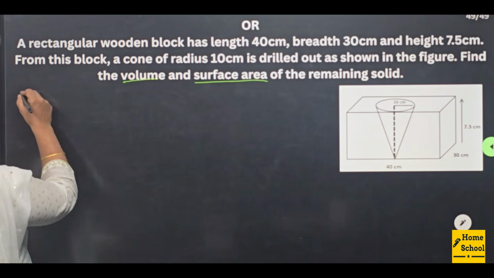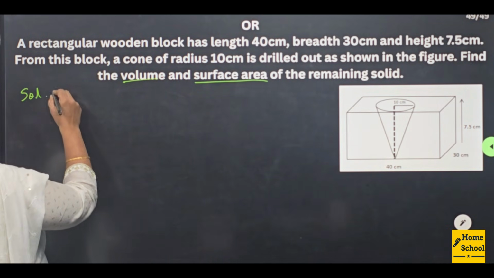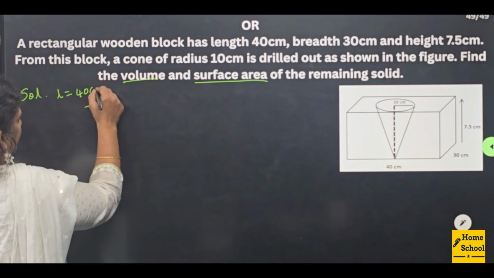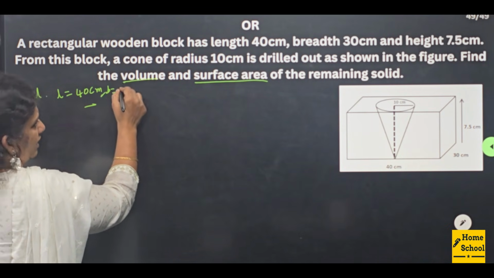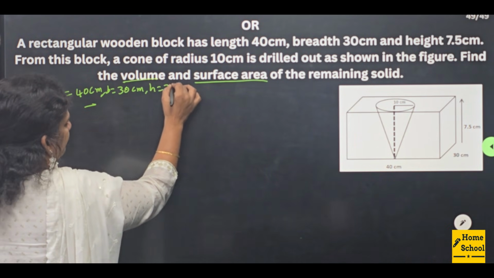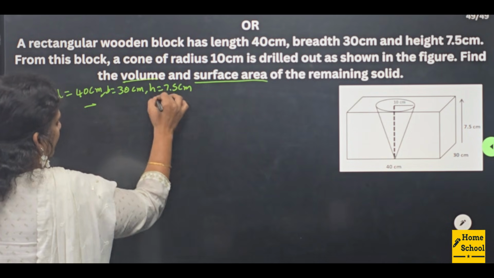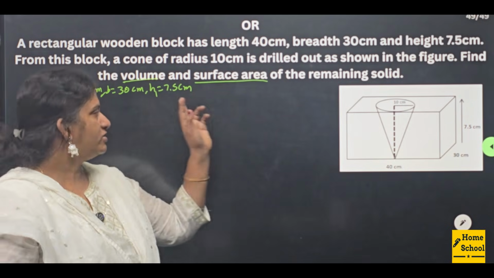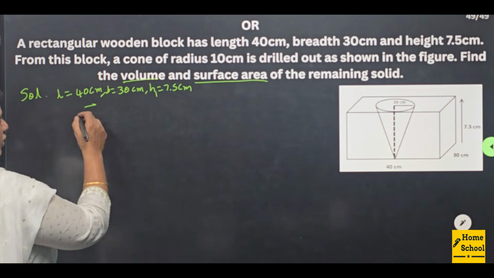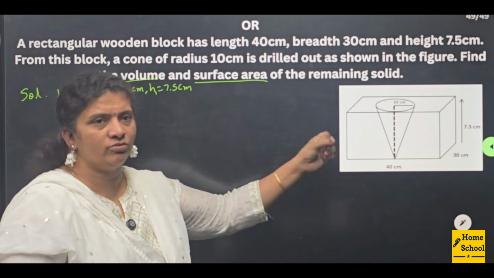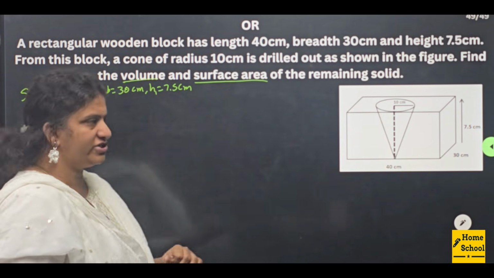First, what are all given? Cuboid length is equal to 40 centimeter, breadth is equal to 30 centimeter, height is equal to 7.5 centimeter. Here we are dealing with two heights, cone height and cuboid height. So let me mark it H1 for cuboid. Now if you remove the cone, what is the volume of the remaining solid is the question.